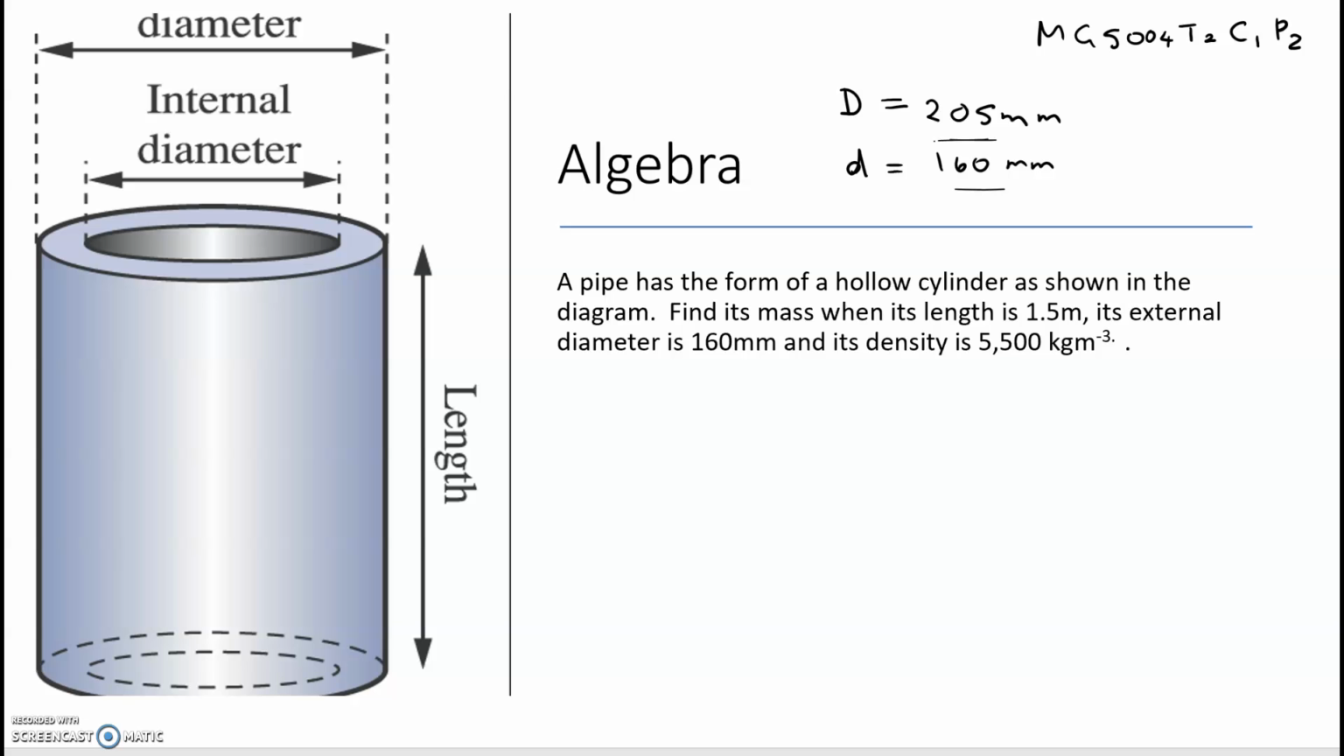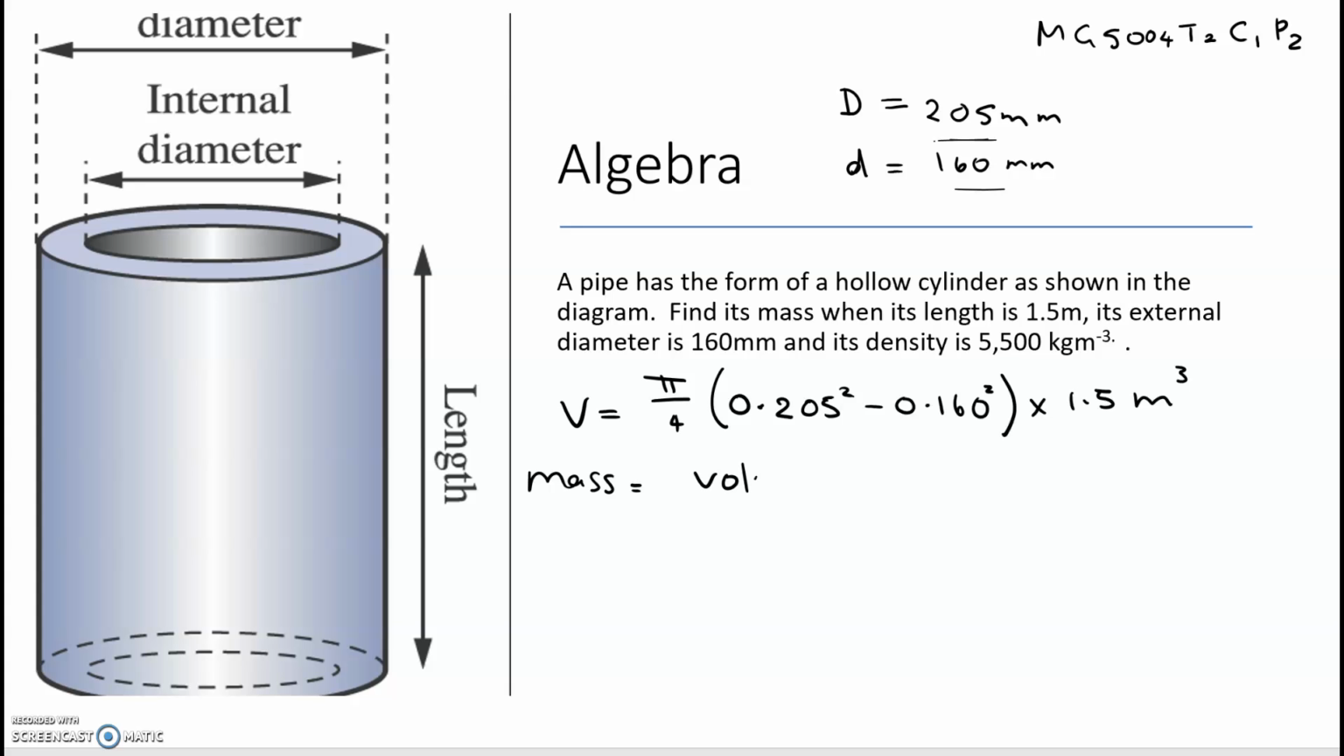Okay, you know the area of a circle is pi d squared over 4, so we can write the volume as pi over 4 times the difference between the diameters squared, and times the height. Now the mass is going to be the volume times the density.